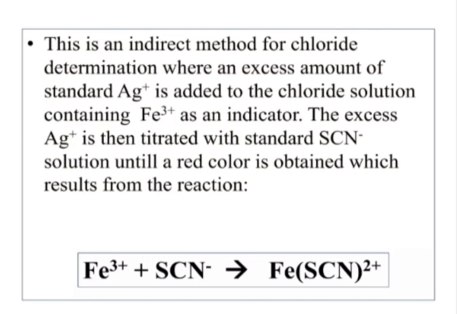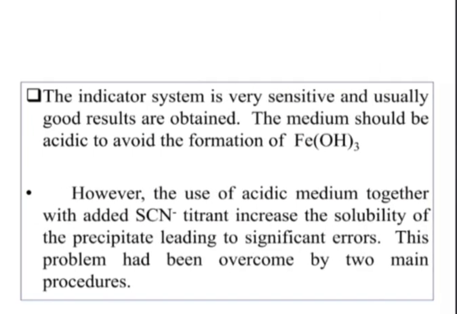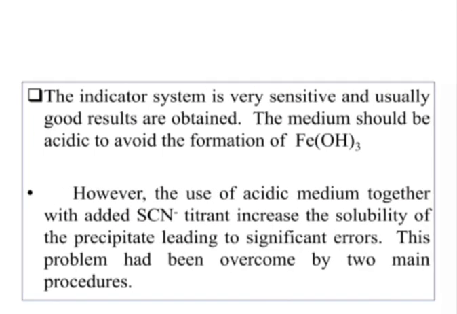However, this is affected in several ways. The AgCl precipitate is boiled for a few minutes. The precipitate is removed by filtration and then the cold filtrate is back titrated. The AgCl particles are prevented from reacting with the thiocyanate by coating with an immiscible liquid, for example nitrobenzene. The indicator system is very sensitive and usually good results are obtained.